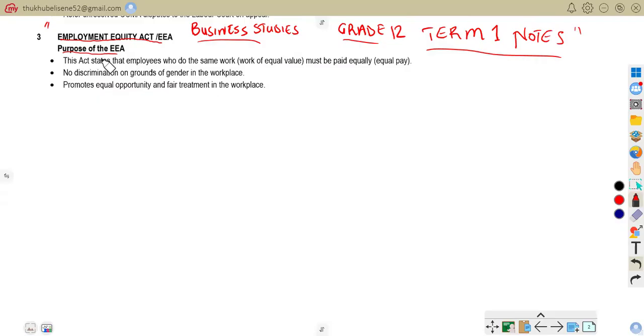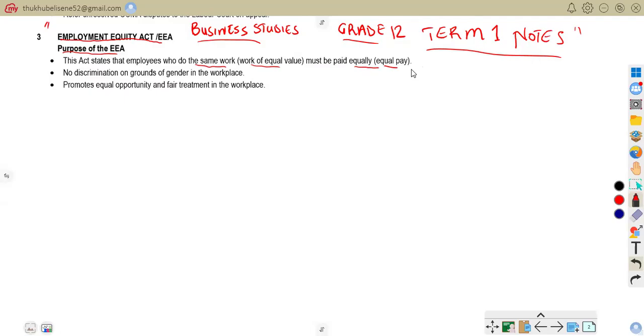Today we are going to look at the Employment Equity Act, EEA. Just like the other two acts that we did in our previous presentation, we are going to start with the purpose of the Employment Equity Act. As it says, this act states that employees who do the same work of equal value must be paid equally. That's when we're talking about equal pay.